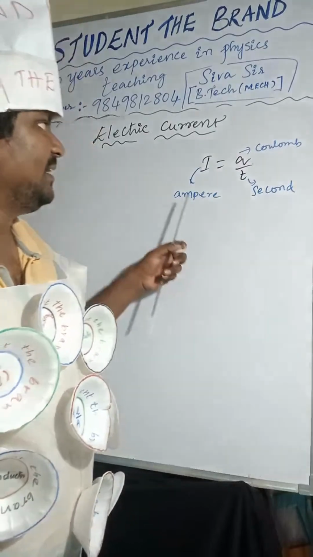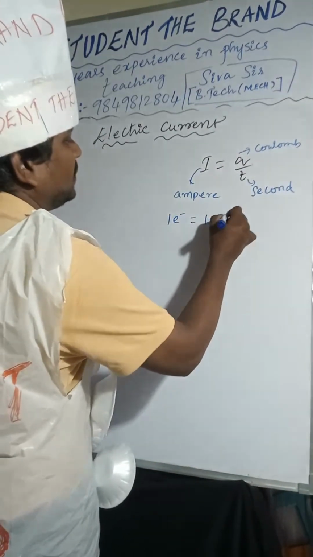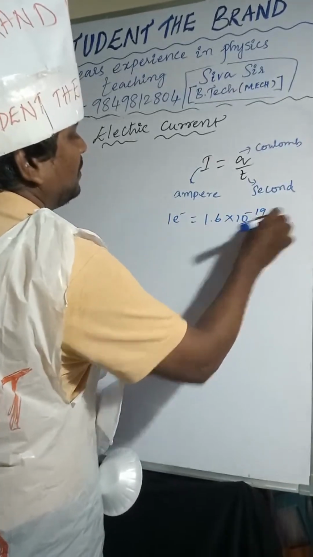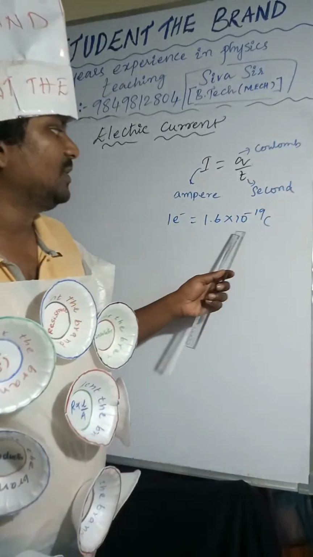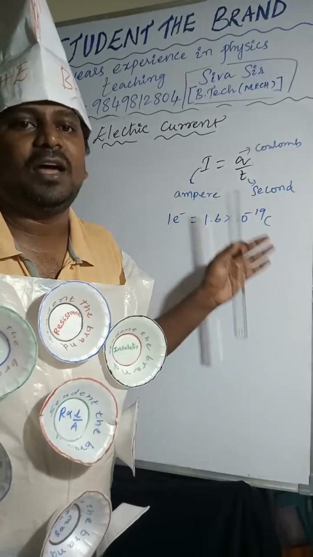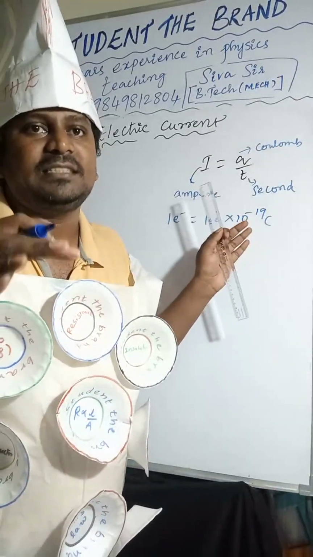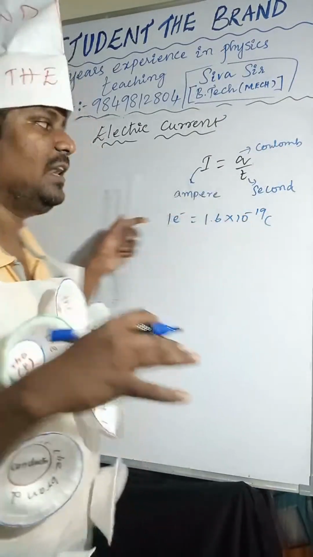So I'm considering here, 1 electron has 1.6 into 10 power minus 19 coulomb. In 1 coulomb, how many electrons are present? That is very, very important. So I will tell you how to do it.